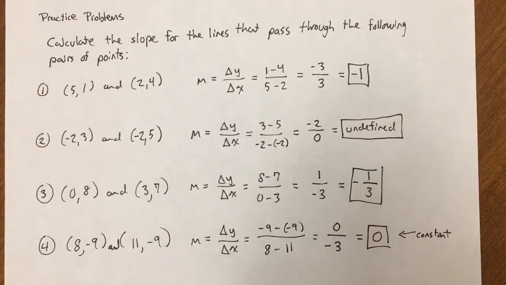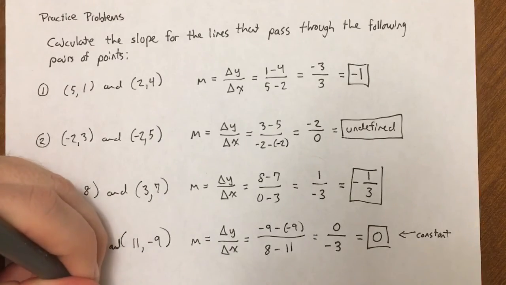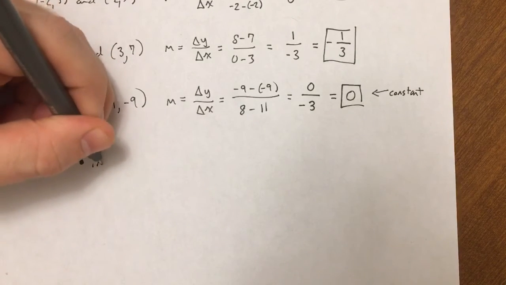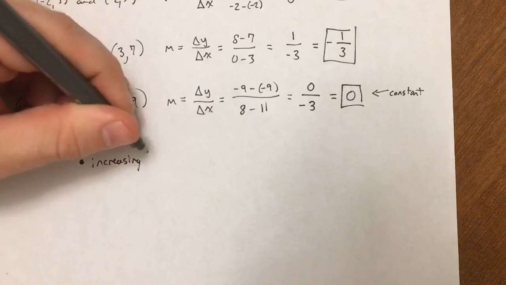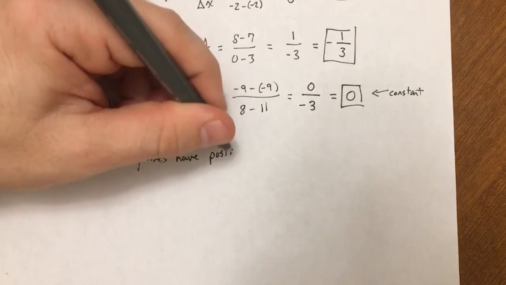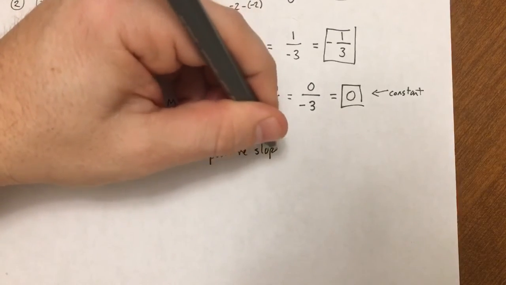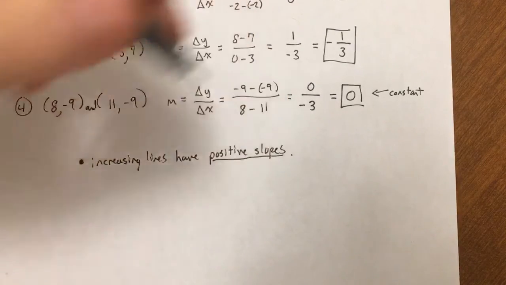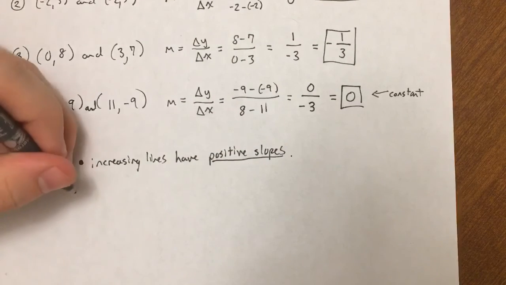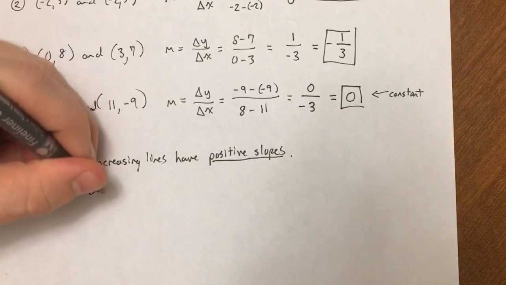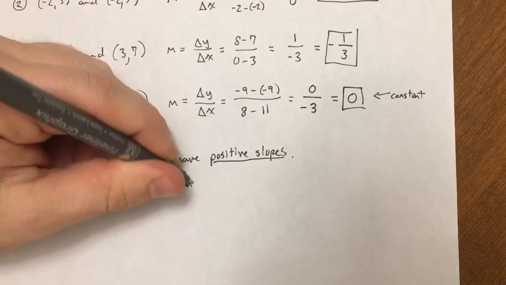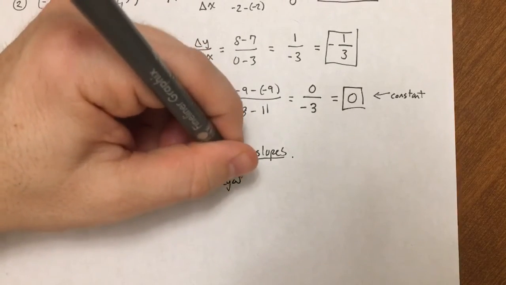So let's recap. Just 3 key things in this lesson that we've looked at today. Increasing lines have positive slopes. That means that when you calculate your slope, you end up with a positive ratio for your answer. Another conclusion is that decreasing lines have, you guessed it, negative slopes.